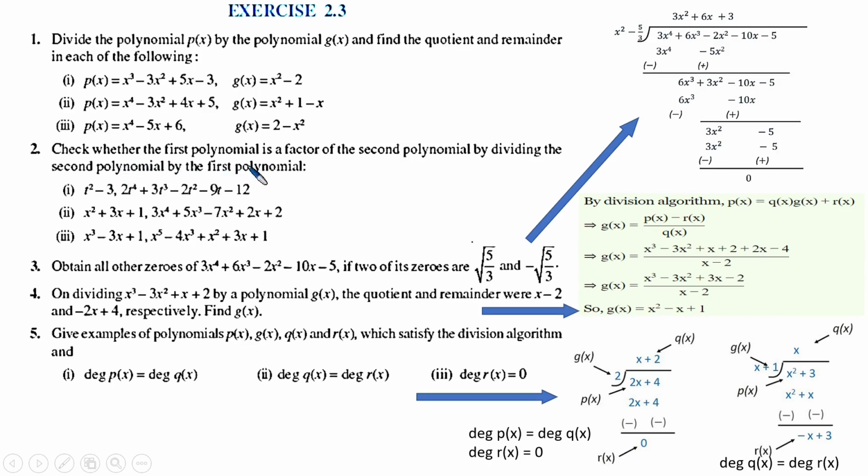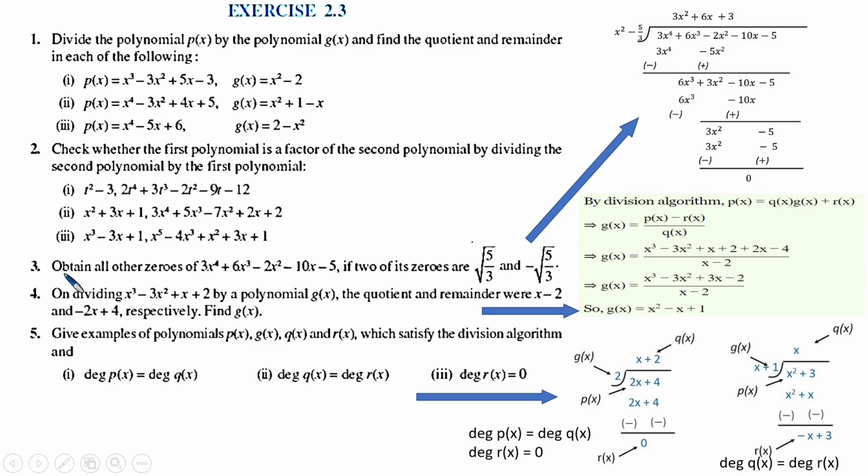Check whether the first polynomial is a factor of the second polynomial by dividing the second polynomial by the first polynomial. So here, this is your second polynomial divided by the first, and see whether the remainder is 0. Similar thing: if it is not 0, then this is not a factor. I will not do it. I hope you are understanding what I'm saying. Just take this as a dividend and this as a divisor, and if you do it like this and there is a remainder, then this polynomial is not a factor of this.